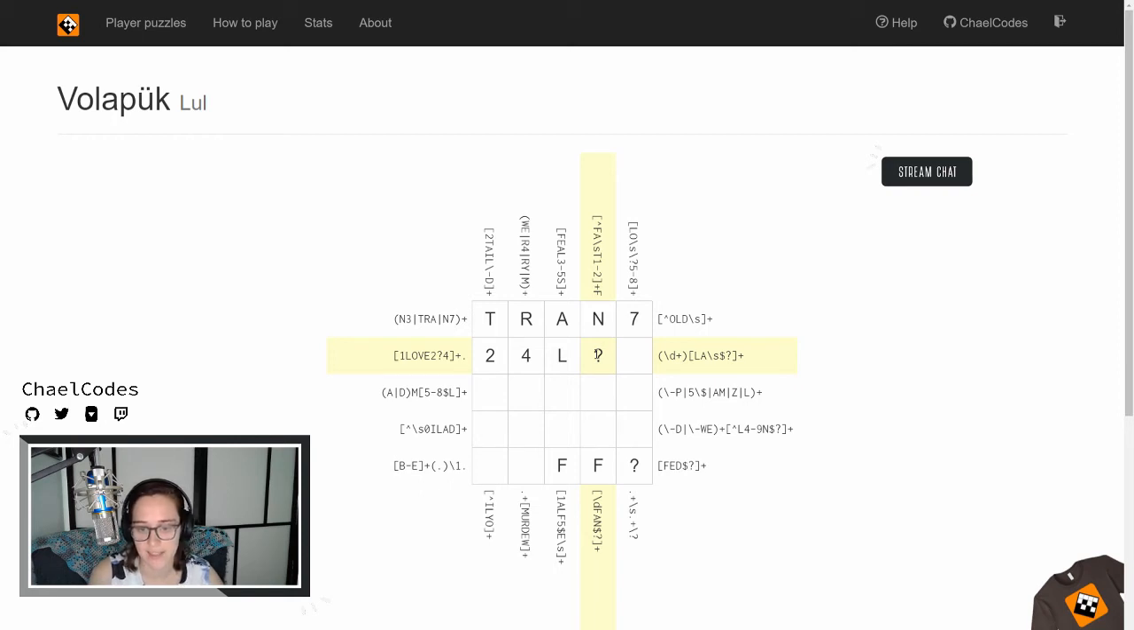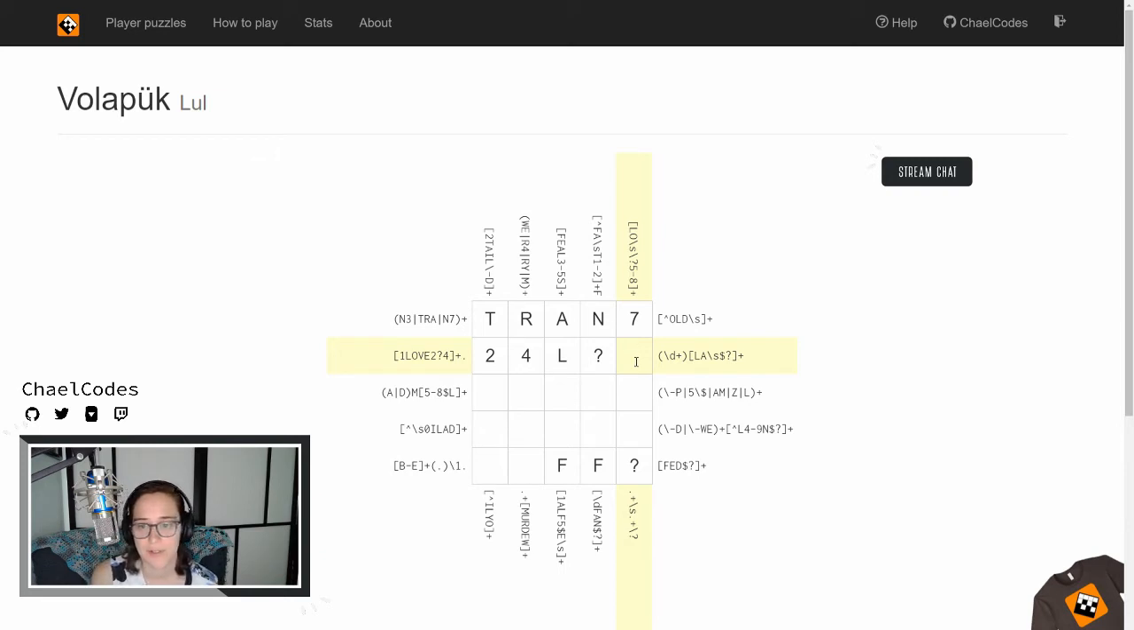So let's see. L doesn't validate against the bottom one. A doesn't validate against the left regex pattern. Space doesn't validate against the top regex pattern. Dollar sign doesn't validate against the left regex pattern. And question mark validates against all four. Okay. Yep. Checked it. I'm sure. Let's look at this last one on this row.